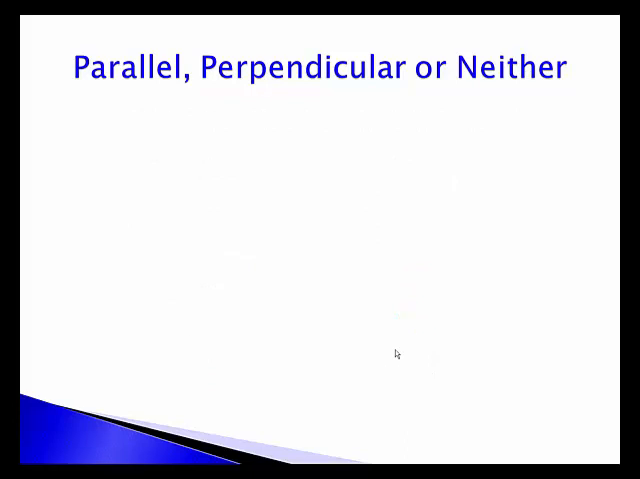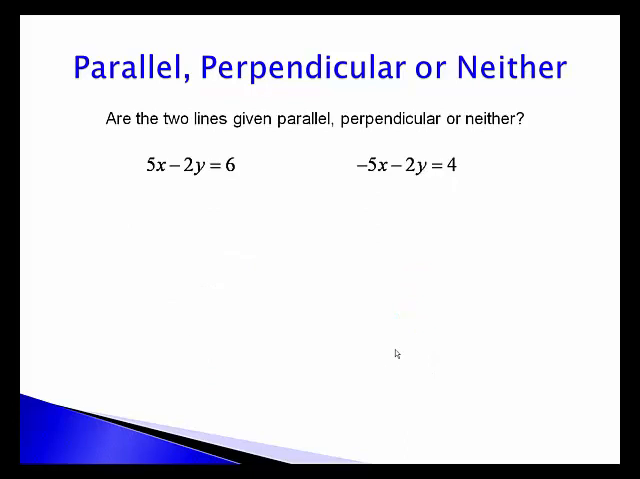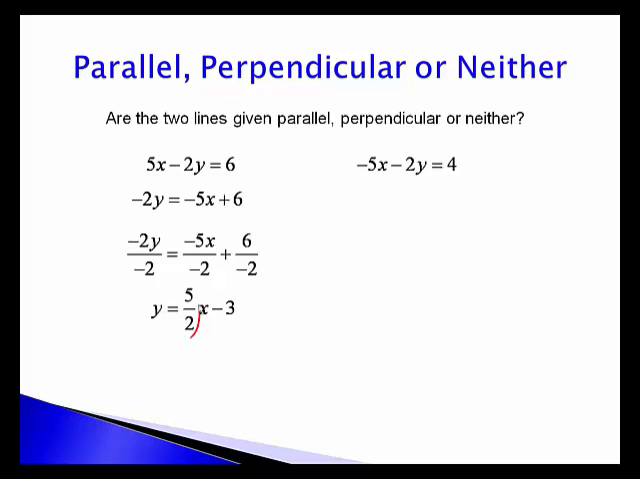Let's do another one of those. And our two lines this time look very similar, but I have made some changes. The question is still, are they parallel, perpendicular, or neither? Let's start with the one on the left. We'll subtract 5x from both sides, divide everything by negative 2, and get y is equal to 5/2 x minus 3. Our slope this time is still 5/2.